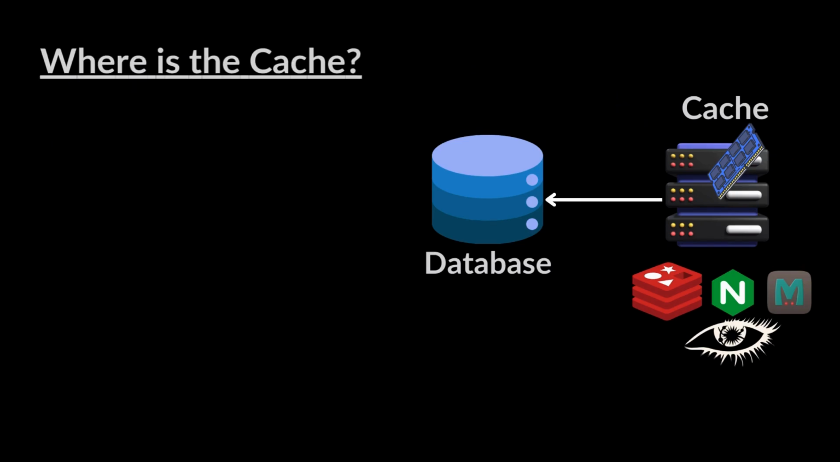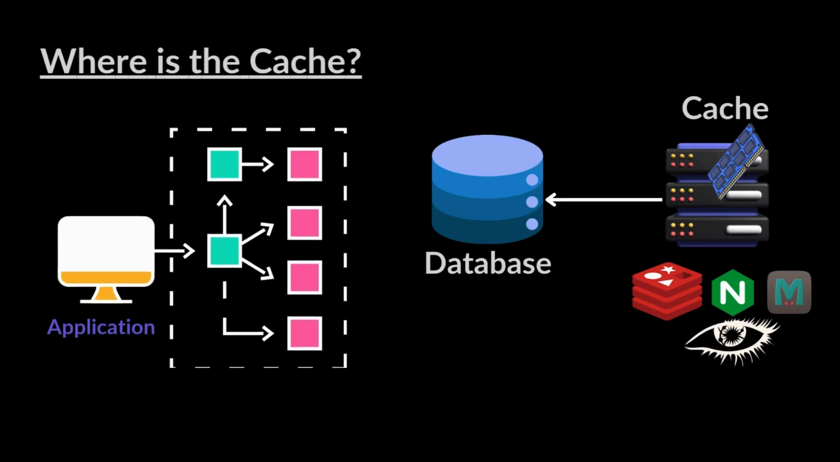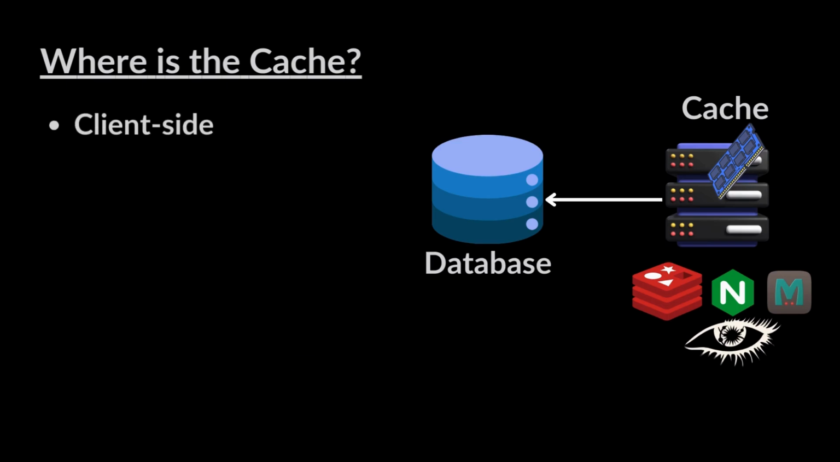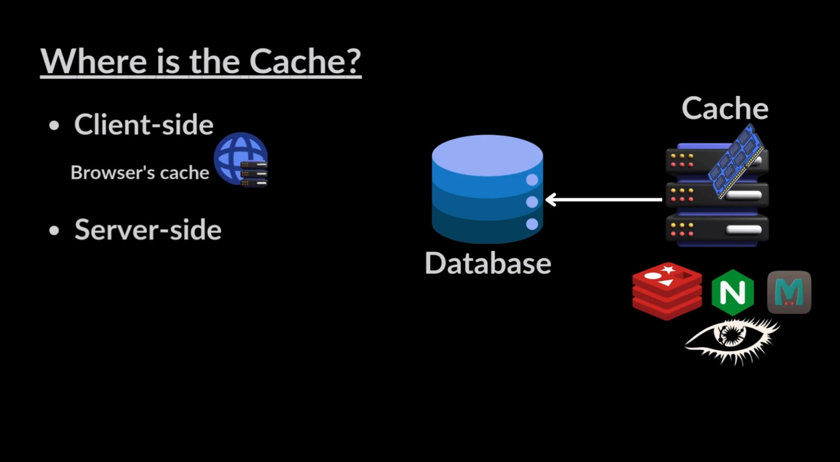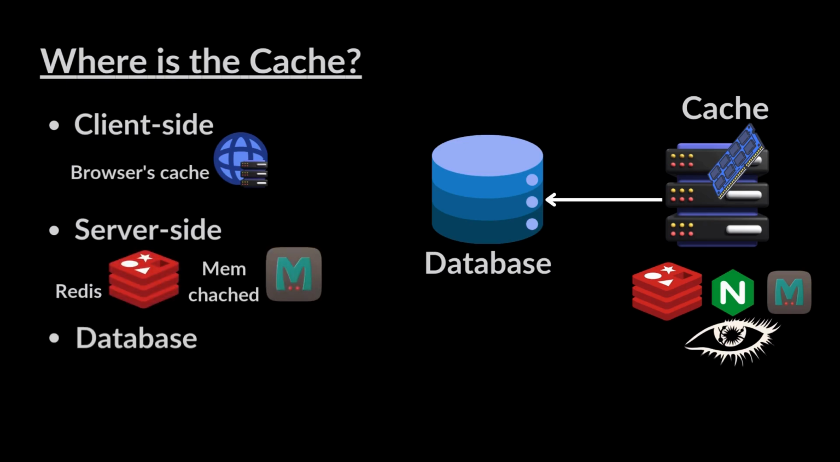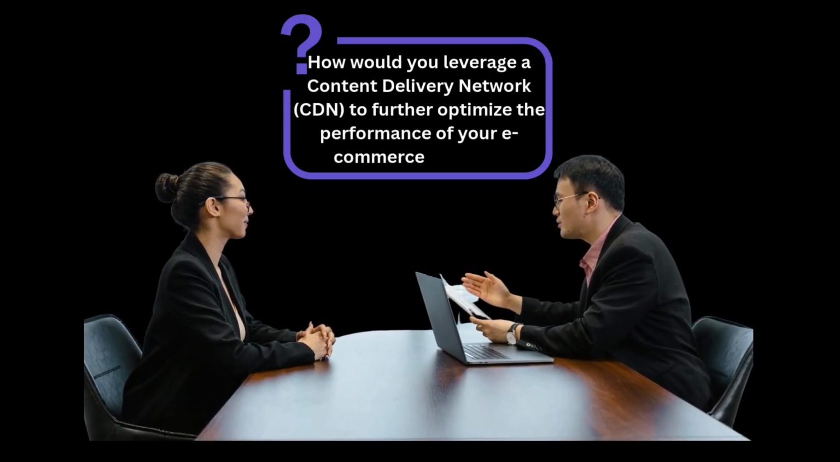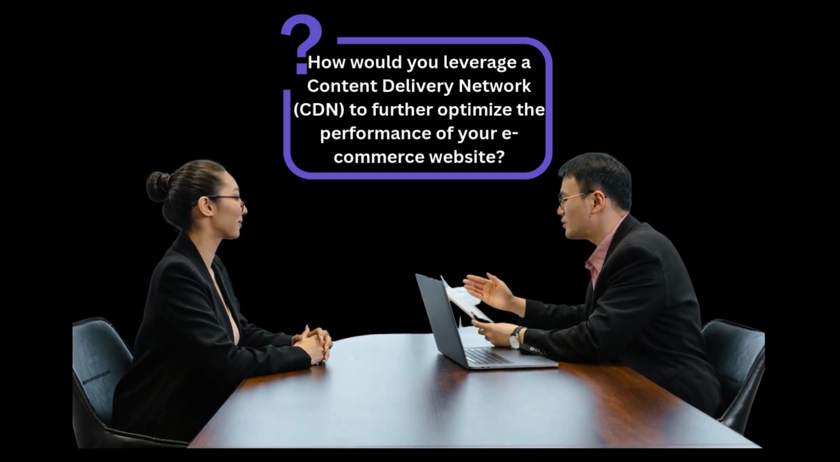Where is the cache? Caches can be strategically placed at various levels within your application architecture. Client side, stored in the browser's cache. Server side, implemented using software like Redis or Memcached. Database, utilizing query caching in databases like MySQL. How would you leverage a content delivery network, CDN, to further optimize the performance of your e-commerce website?